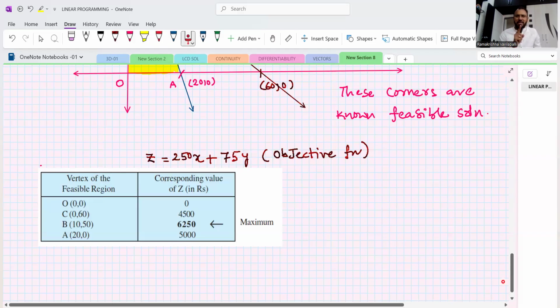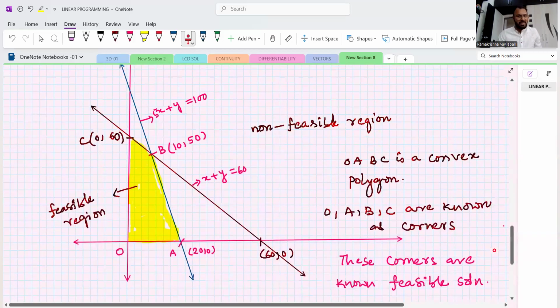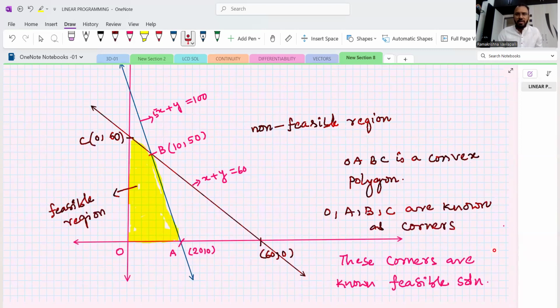Objective function, the function which has to be either minimized or maximized. And when you are solving that linear programming using the graphical method, you will get sometimes a bounded region, sometimes an unbounded region. If you get a bounded region, that is the bounded one. If you get an unbounded region, then that will be the unbounded, right? Generally for unbounded, when you want to minimize the expenditure, you will see the unbounded region. When you want to maximize the profit, you will get the bounded region. And this region is known as the feasible region, remember.